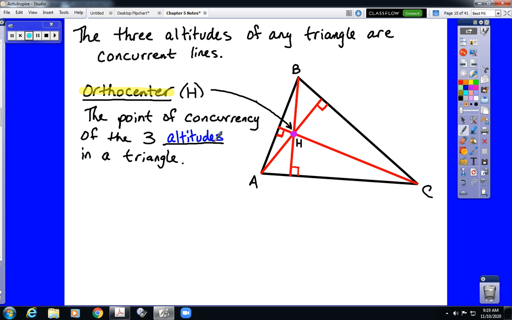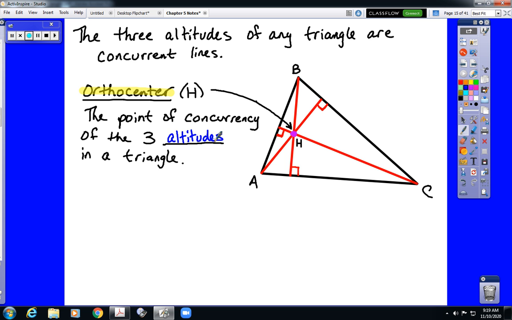Now, the applications of the orthocenter, unlike the circumcenter and the incenter, are not horribly useful to us in high school math. It tends to be a much higher level idea, the theorems that are related to the orthocenter. So pretty much we're just introducing this as a vocabulary word so that we know that where those three altitudes in a triangle come together, the point of concurrency for those three altitudes is called the orthocenter.